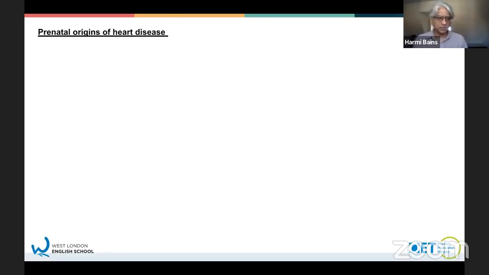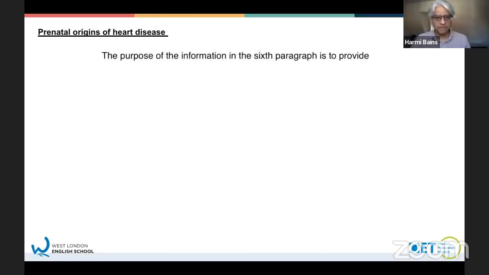So let's stick with prenatal origins of heart disease. It's an interesting topic. It says here, the purpose of the information in the sixth paragraph is to provide. Well, in a way you kind of know it's going to be gist because it's asking about the purpose here. In other words, what is this paragraph trying to show you? Why has the writer written this paragraph?